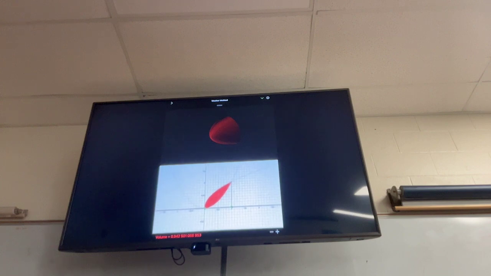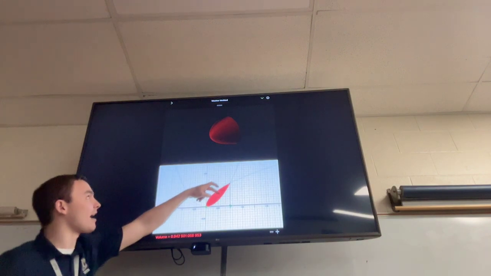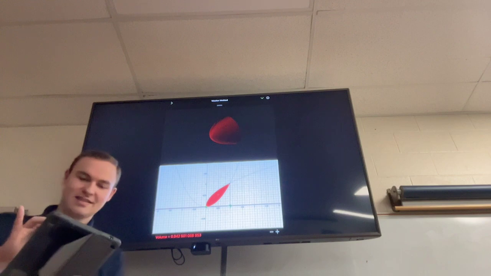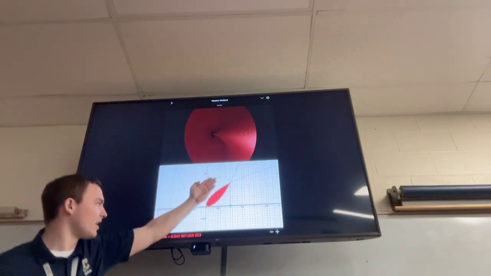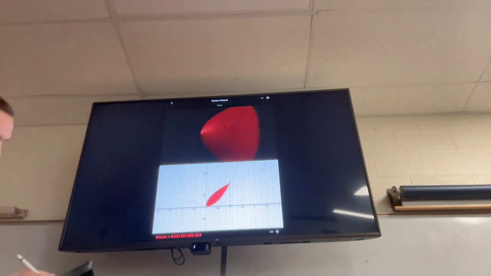So here's what's going on. We're taking this region, this graph here, and revolving it around the horizontal axis, so it makes this little hat shaped thing.